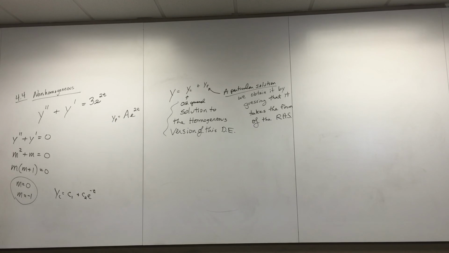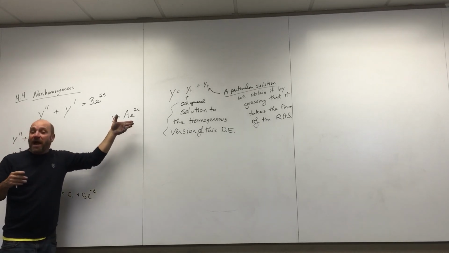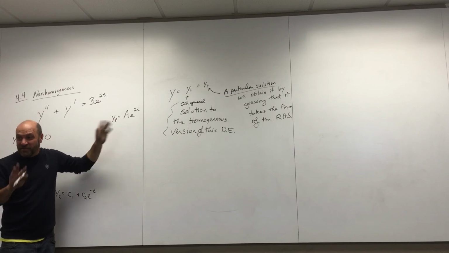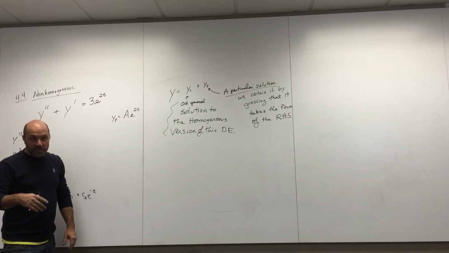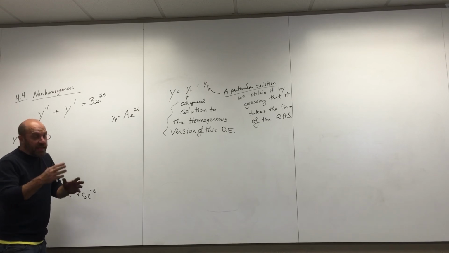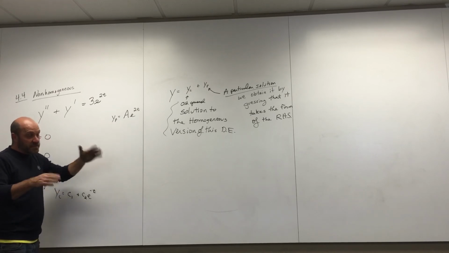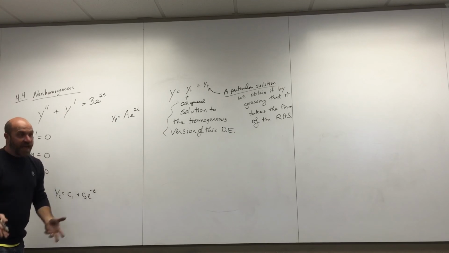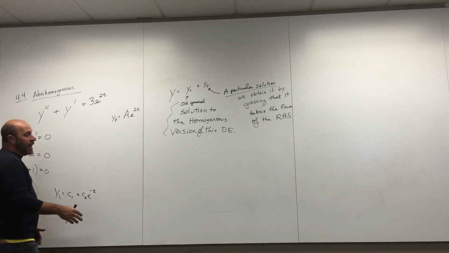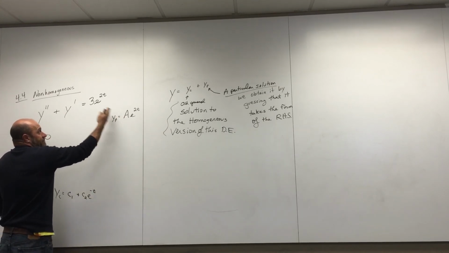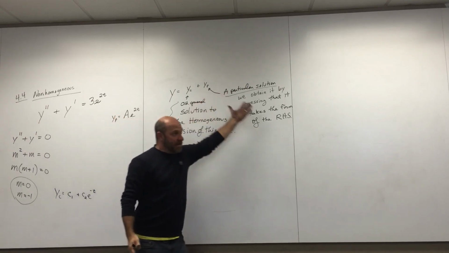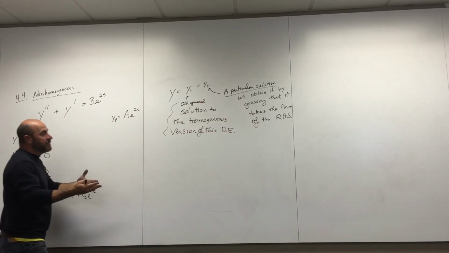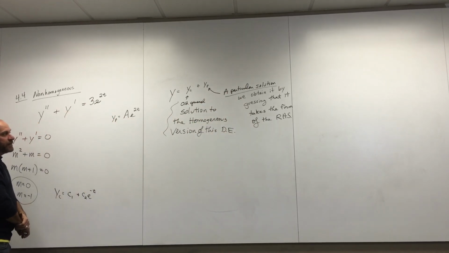The skill of guessing the appropriate YP takes a little practice. I mean, this is one example. We'll do more of this next week. But the skill of making the appropriate guess right here takes a little practice. The book guides you through it. I'll guide you through it. But for now, this is your guide. We guess something that looks like that.